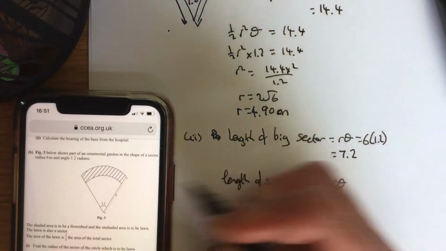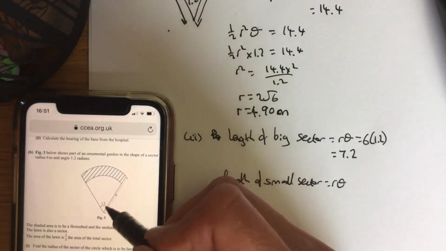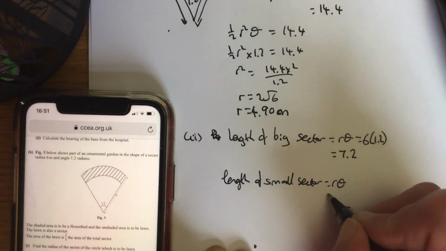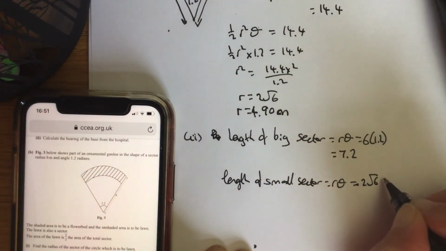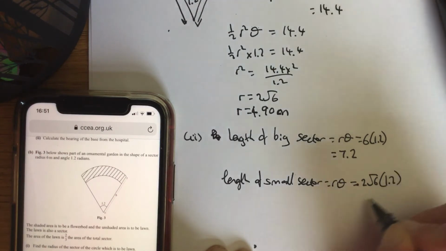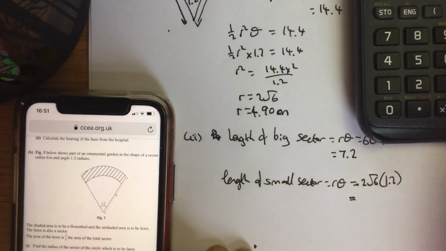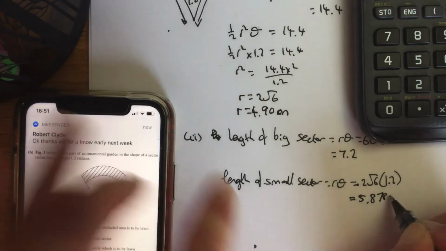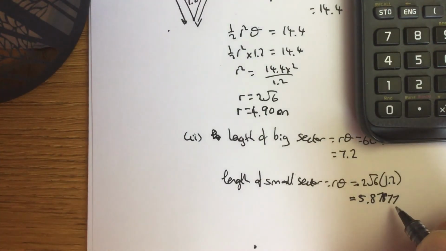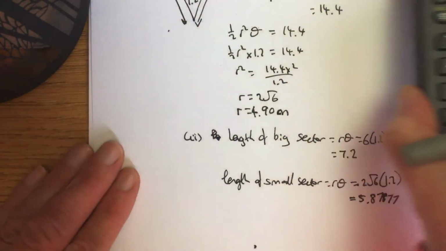is again r theta, and your r is the radius you've just worked out from part 1. So r is, just use the original 2√6, try to keep your work as accurate as you can, times 1.2. So working that out, you should get an answer of, so times it in the calculator, 5.87877.